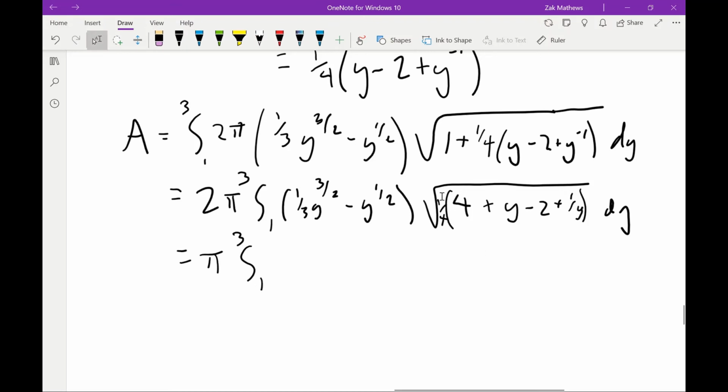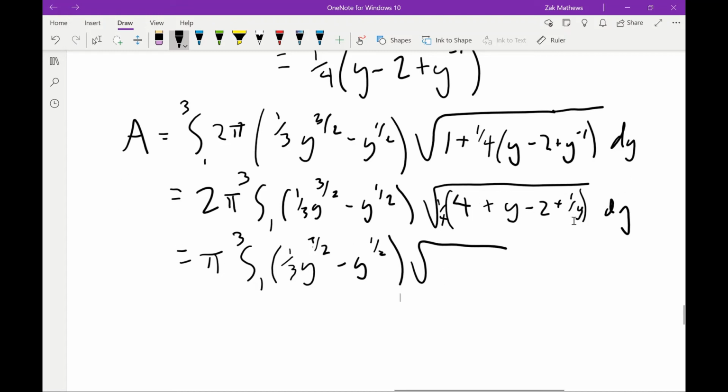So this 1/4 right here, take the square root of it, it's 1/2, and then because it's now outside the square root, we can pull it to the front of the integral. 2 times 1/2 is just 1. So we have 1/3 y to the 3/2 minus y to the 1/2. None of that's changed.